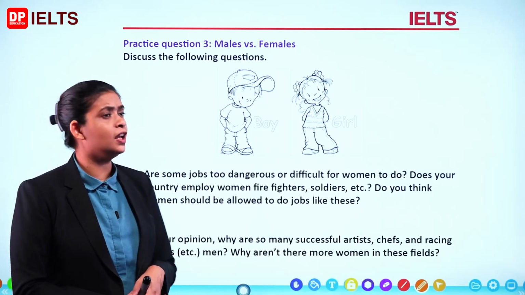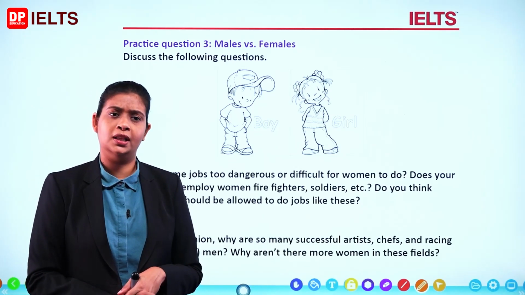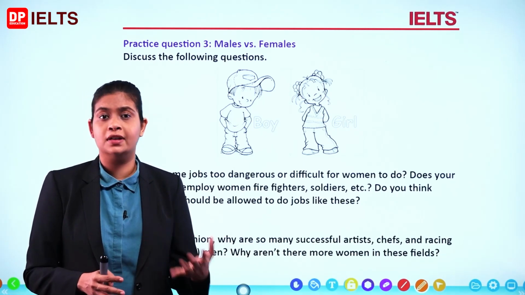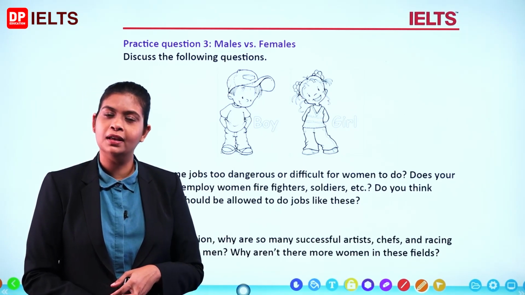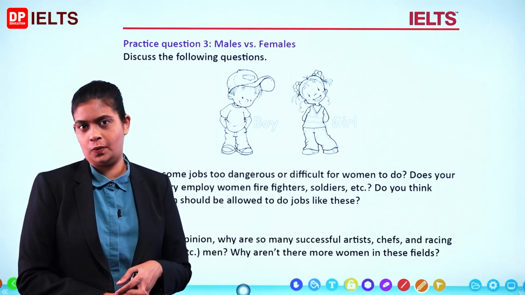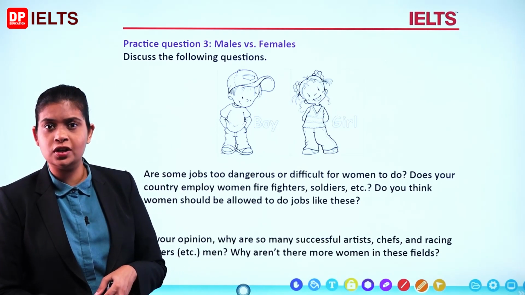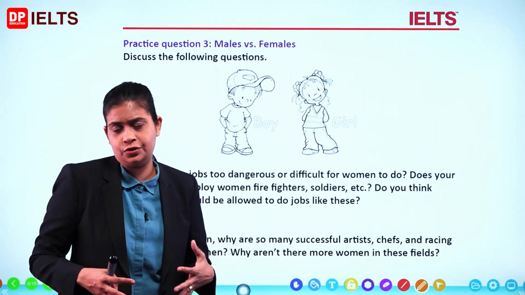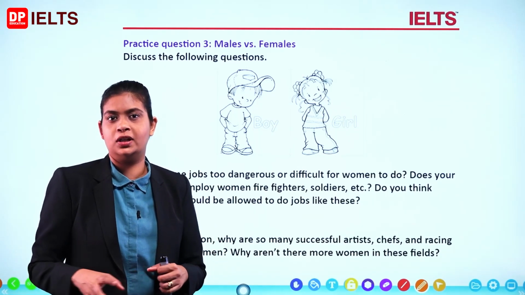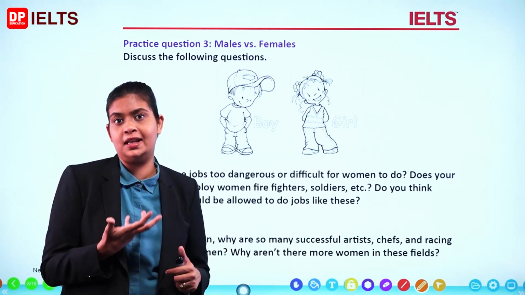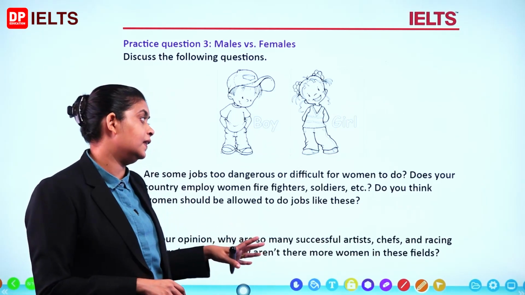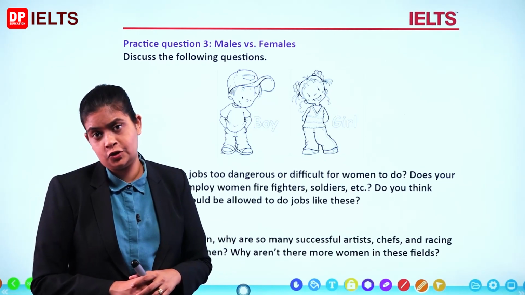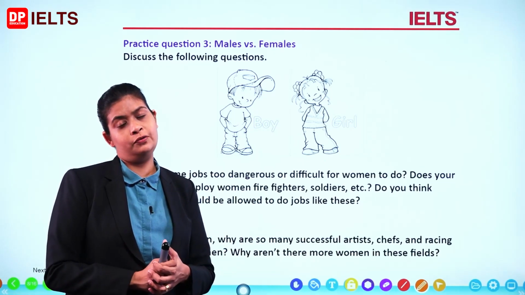So should women be allowed to do jobs like these? I don't see why not. I mean, these kind of jobs are risky, but women can equally do these kind of jobs. It can be dangerous, but you don't require a lot of strength to do it. You would, obviously, but not as in lifting things and doing it as a day-to-day job. So I think, yes, they should be allowed to do these kind of jobs because they are capable of doing it.